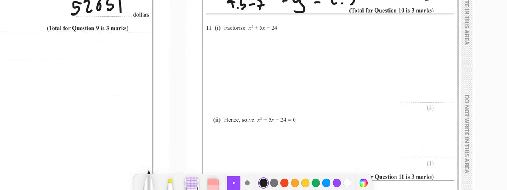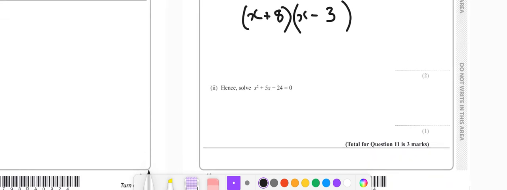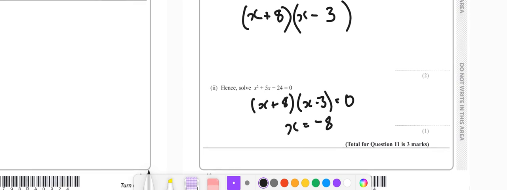Okay, factorise the following. So x and x. 24, so that's 6 and 4, 8 and 3, 12 and 2. 8 and 3 look good because they're going to give me a difference of 5. So positive 8, minus 3. Hence solve this. Well, that means that x plus 8, x minus 3 equals 0, which means x equals minus 8 to make that bracket equal 0, or x equals positive 3 to make that bracket equal to 0. Okay, first row done.